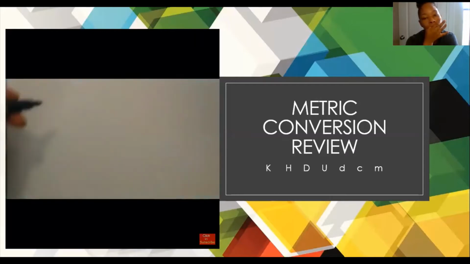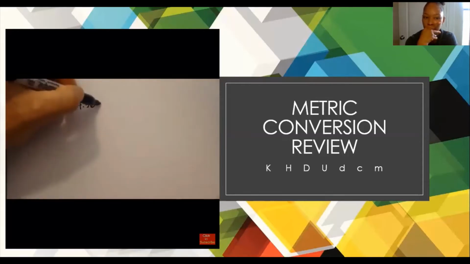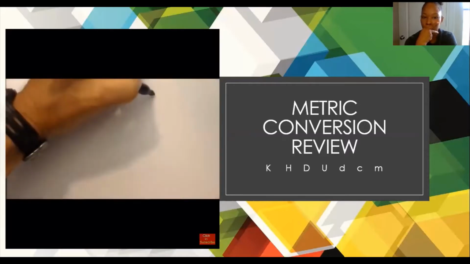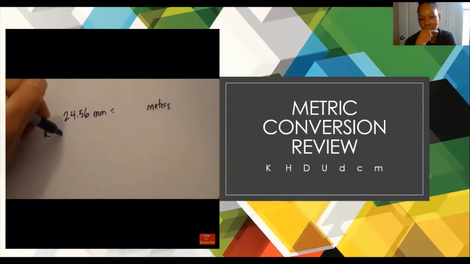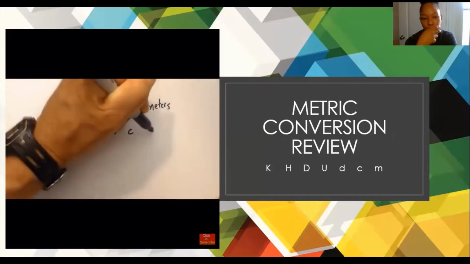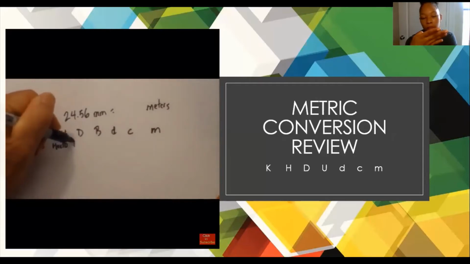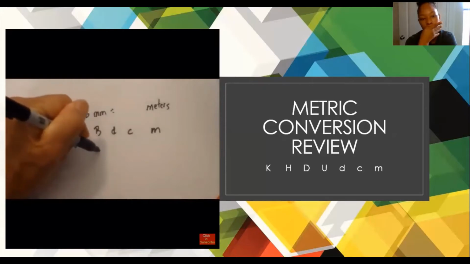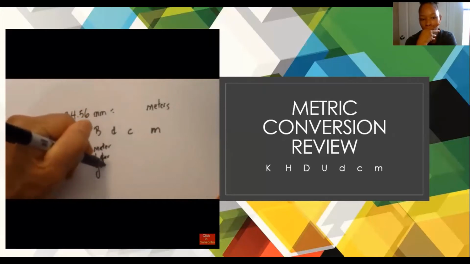Go ahead and work some examples. This first example, I'd like to go 24.56 millimeters equals how many meters, okay? So the first thing I'm going to do is I'm going to go ahead and write down King Henry died by base unit drinking chocolate milk, okay? And the K is for kilo. This is hecto, deca, meter, liter, oops, or gram. That's horrible handwriting.